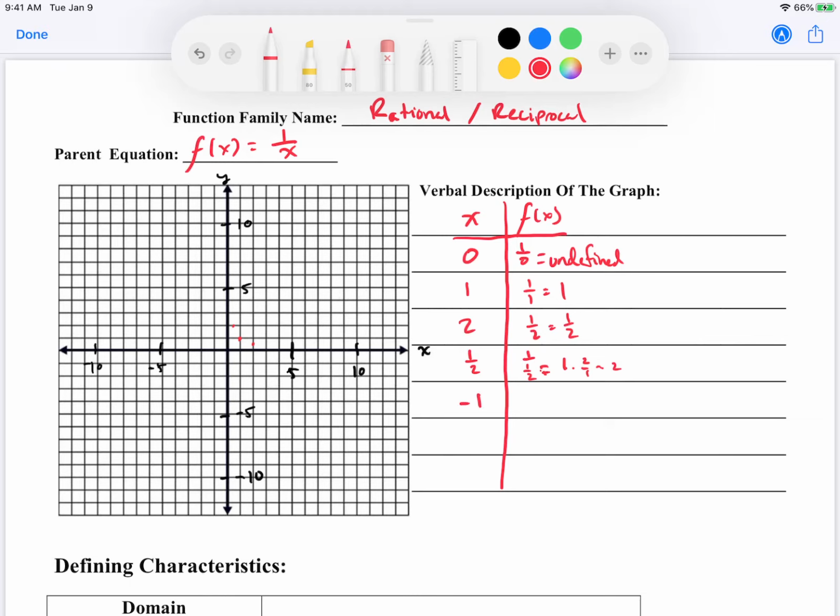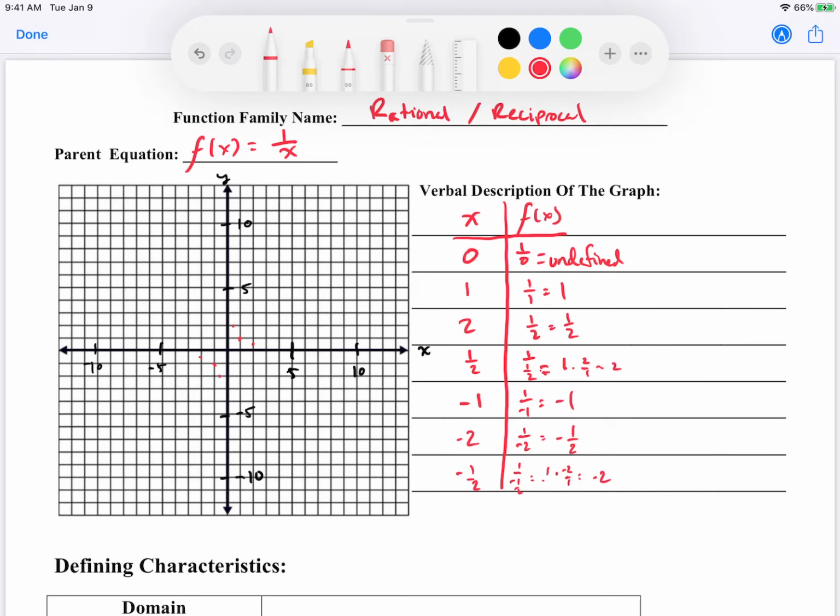Let's just look at what happens on the negative side. So let's go -1. Well, 1 over -1 is simply -1. So I'm going to go -1, -1. What about -2? Well, it's going to be 1 over -2, which is simply -1/2. So it's going to look very similar to what we have on that side. If I do -1/2, this is going to be 1 over -1/2, which is the same thing as 1 times -2 over 1, which is equal to -2.